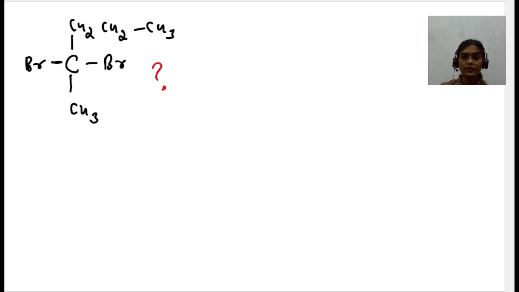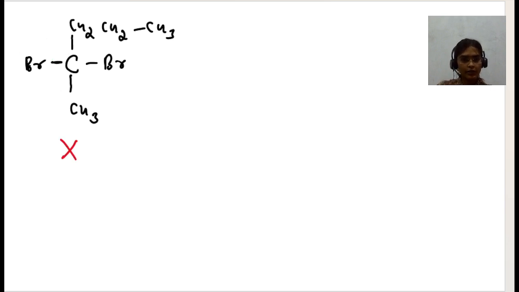Is it chiral or not? No, right? If you observe this carbon, two bromines are connected, so it's not chiral. So it means yes, it is possible, but not chiral. This is product number two, which is not chiral.